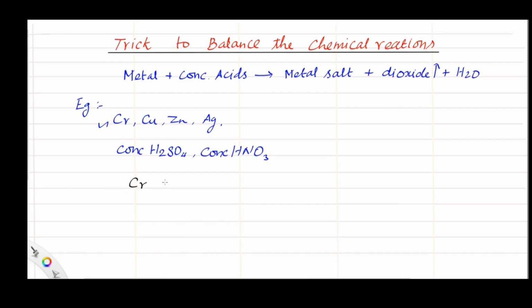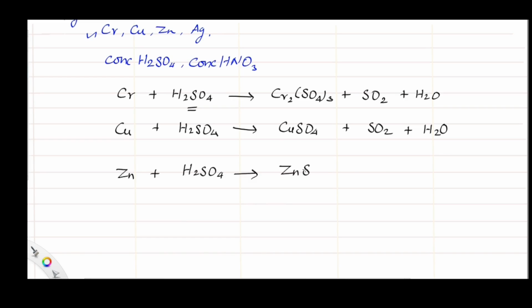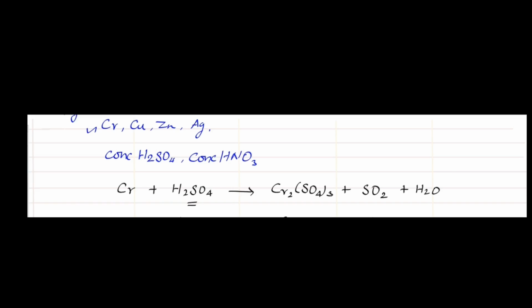When chromium reacts with sulfuric acid, it forms chromic sulfate, that is Cr2(SO4)3, and sulfur dioxide and water. Similarly, on balancing this equation, chromium produces chromic sulfate. Now, this is the trick.